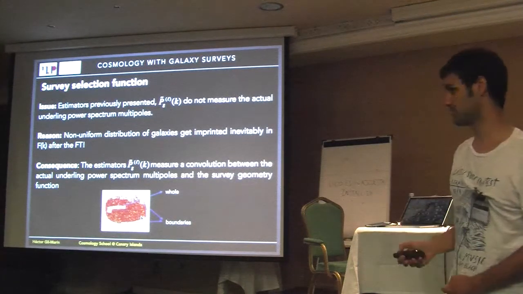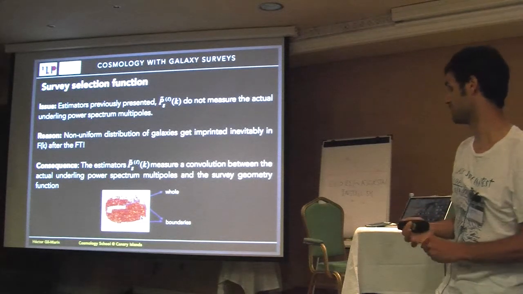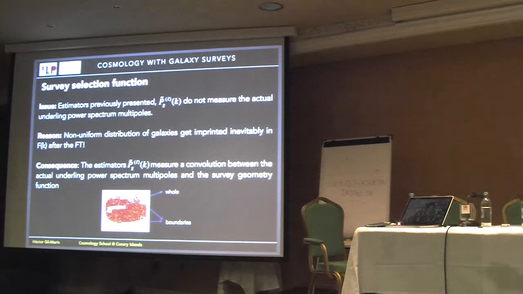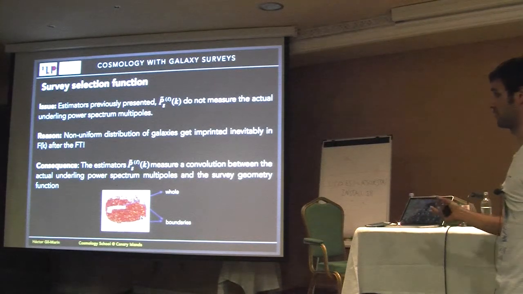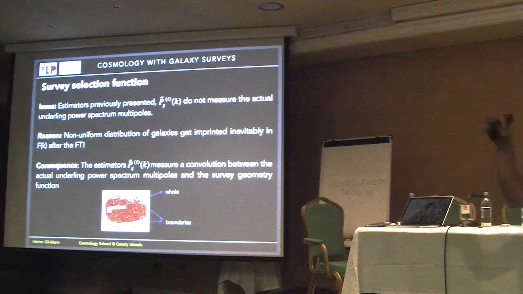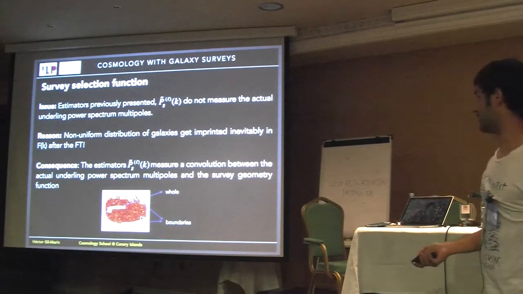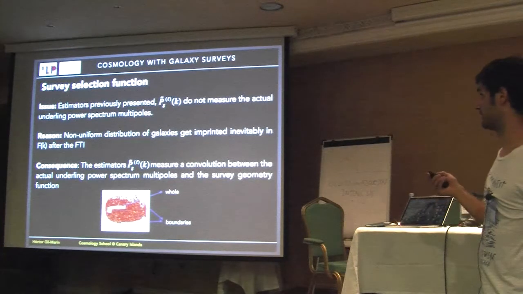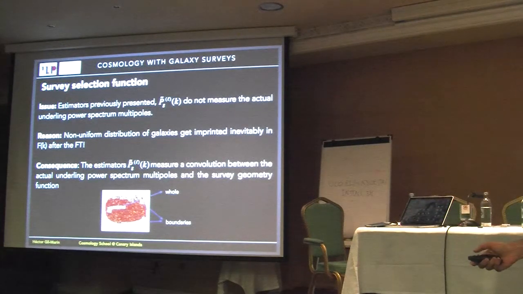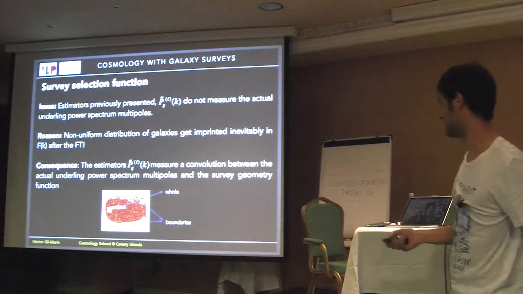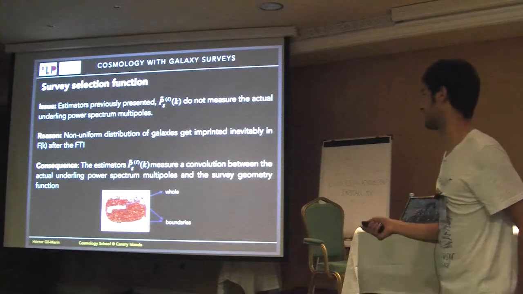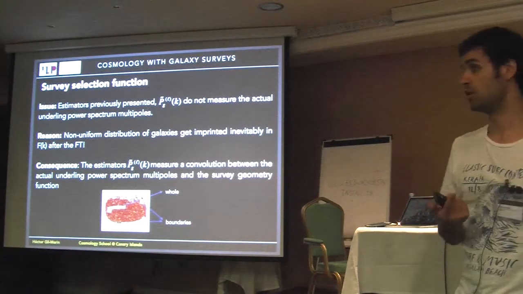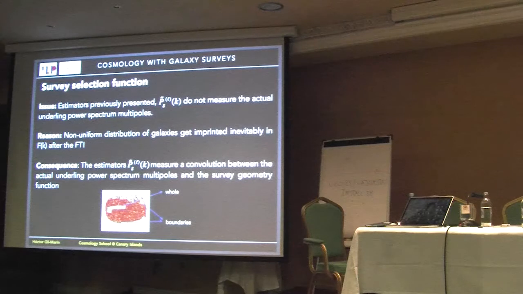In configuration space, when we're measuring the correlation function, we are measuring this excess of power of our data catalog with respect to another catalog, which is the random catalog. And it's very easy because we just have to take the ratio among them. But in Fourier space, we are taking the Fourier transform of this F2 field. So everything gets imprinted there, and there is no easy way of taking our signal out of it. So what do we do? What we have to do is, instead of taking it out from our data signal, put it into our model signal.